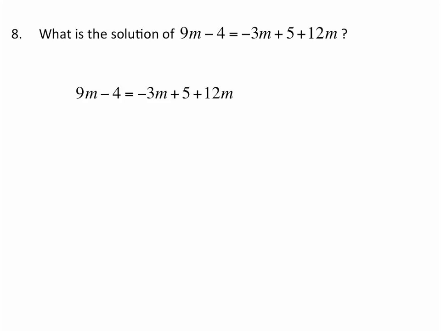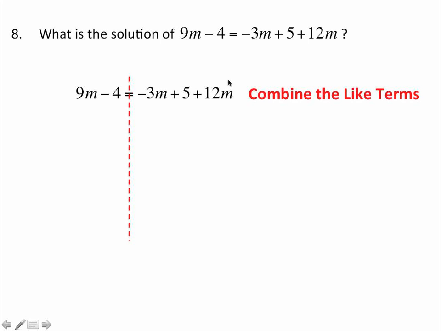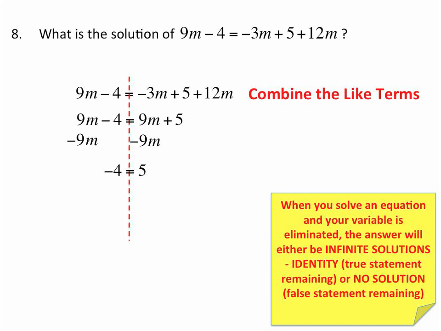Okay, here's another look at a problem like that. There's nothing to distribute, but what I can do is combine my like terms on the right. So negative 3m plus 12m would make 9m on the right. Chop 9m off of both sides to try to collect your m's on one side, and you find out whether they're going to drop out. As soon as they drop out, it's either got to be infinite solution or no solution. And if you look at what's left, negative 4 doesn't equal 5. So that's a false statement. So right now you would say that has no solution.